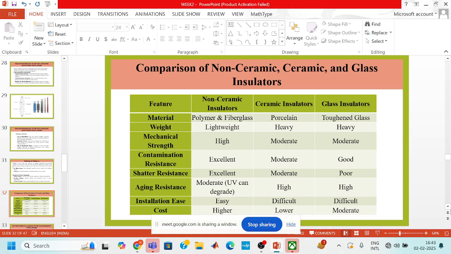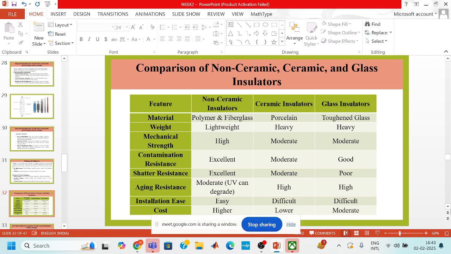Now third is mechanical strength. The mechanical strength of non-ceramic insulators is very high, but for both ceramic and glass it is moderate. Fourth is contamination resistance. This property is excellent in non-ceramic, which is why it is used for high voltage transmission lines. For ceramic insulators it is moderate, and in glass insulators, good.